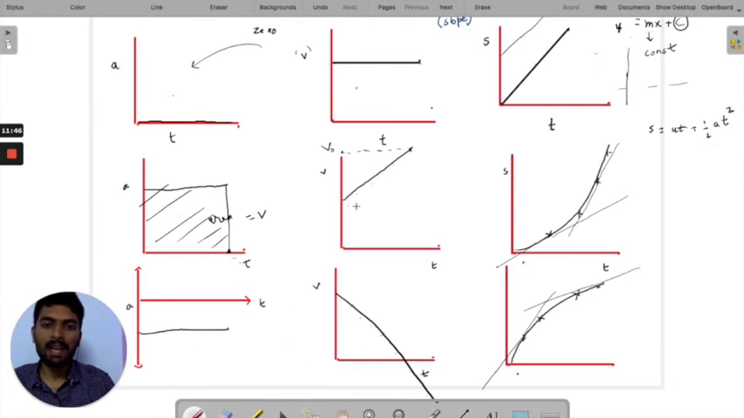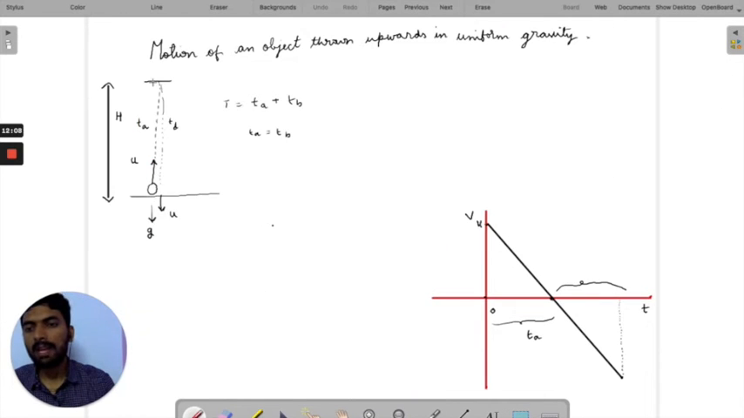Now similarly, the area of v versus t would be your displacement s. This area would be your displacement s, which is the value here at this point of time. For the time 0 to ta, the area under the graph here should be equal to the displacement of the object, which is nothing but the height h.